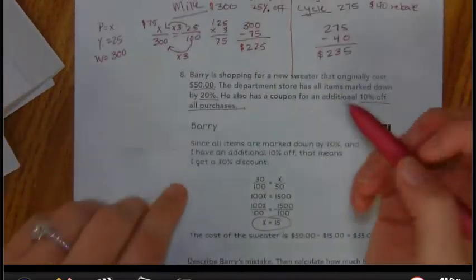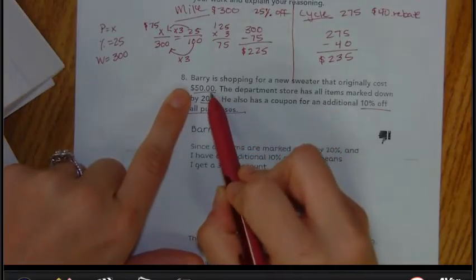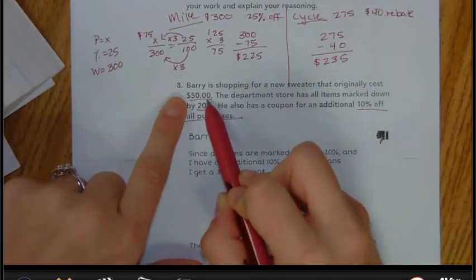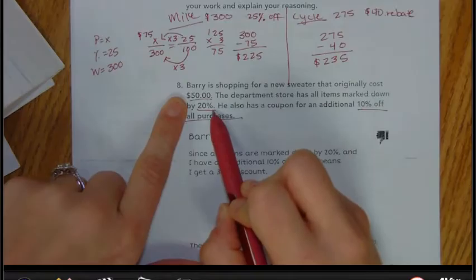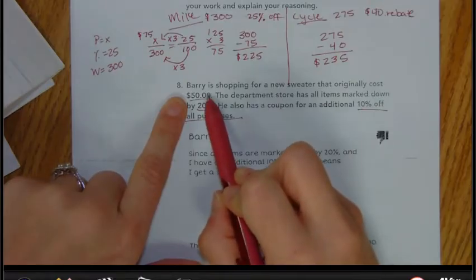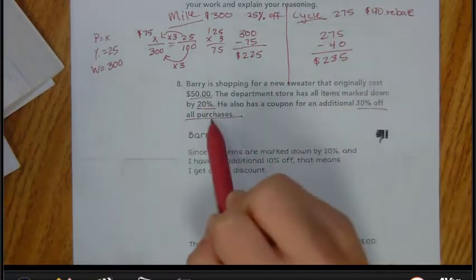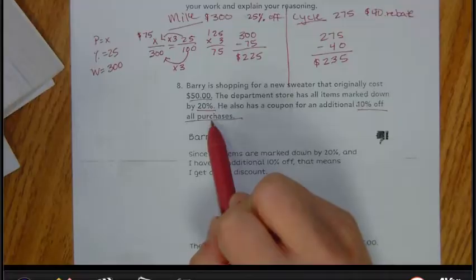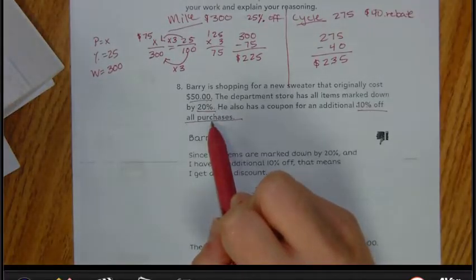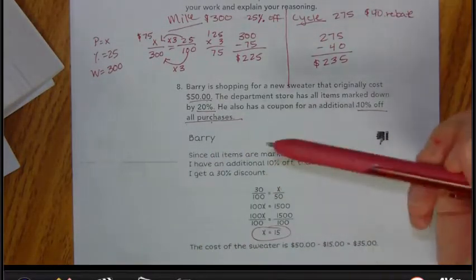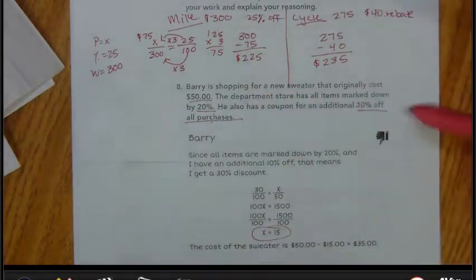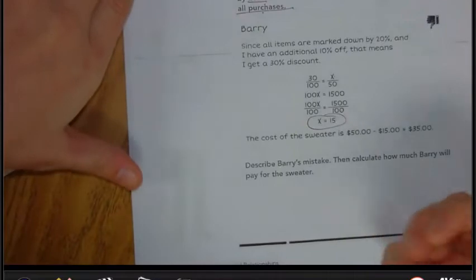Now, here's what Barry did wrong. Originally, my shirt cost $50. The store says, okay, you get 20% off of this original price. Now I have a new price, okay? Then I have an additional 10% off of that purchase, okay? Not giving me a difference of 30%. It's the 10% off that 20% price. So let's calculate how much is coming off.